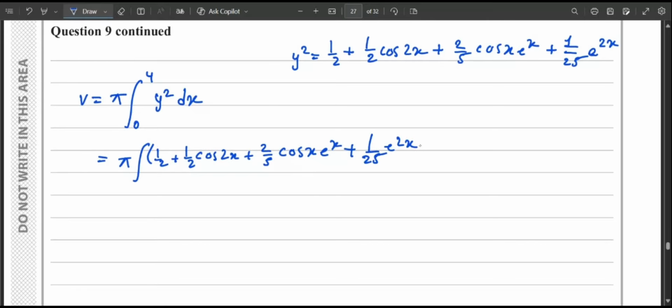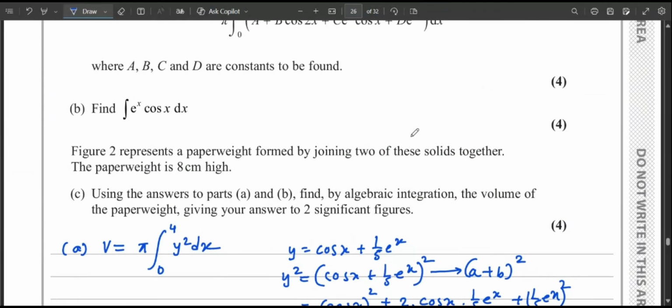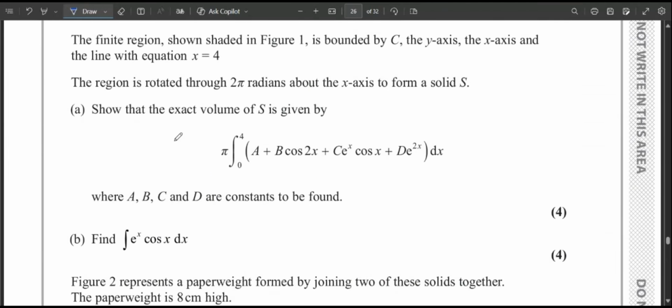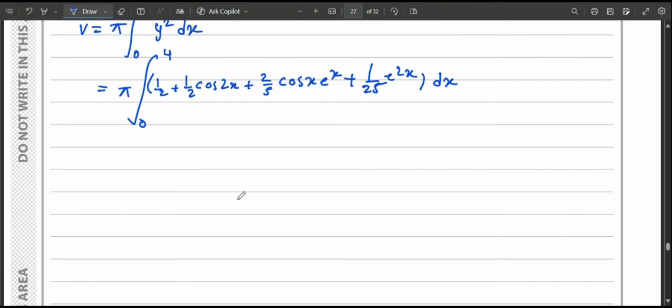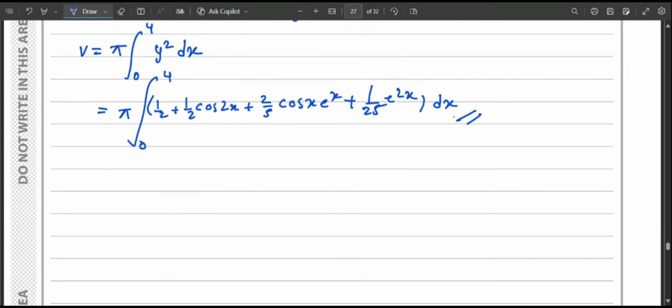This is our expression that we need to integrate in order to find our volume, and the limits for this are 4 and 0. From our question, we can see that we are told to derive this expression, and we have derived this expression. As we have derived this expression, this is our answer to part A.